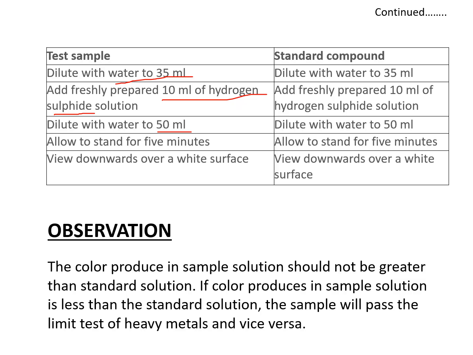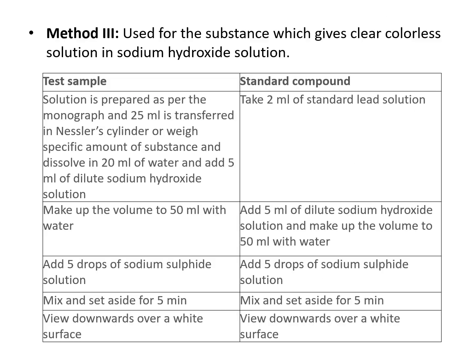This was the procedure for method B, which is used for the substance which does not give a clear colorless solution. Next, we can look at method 3, used for the substance which gives a clear colorless solution in sodium hydroxide solution. Here also we need the test and the standard apparatus and the solution.